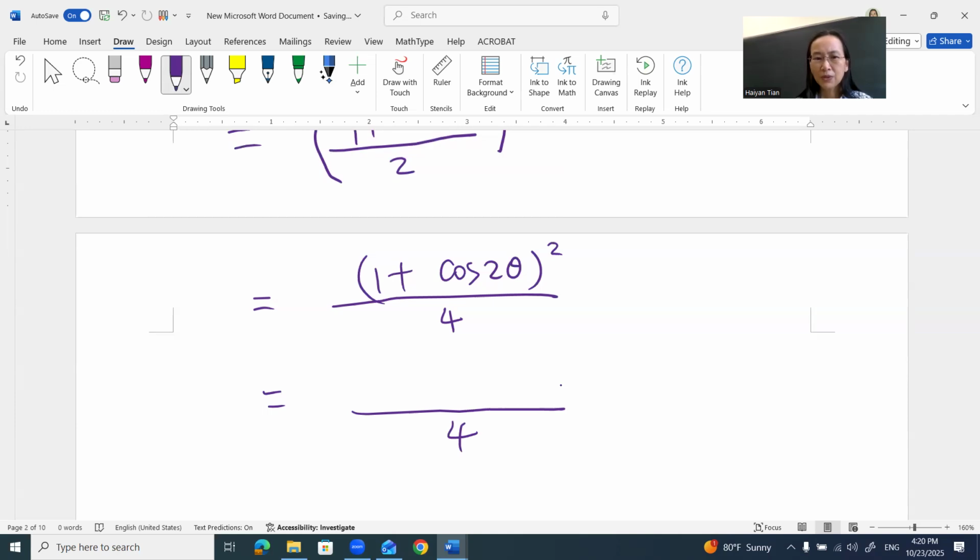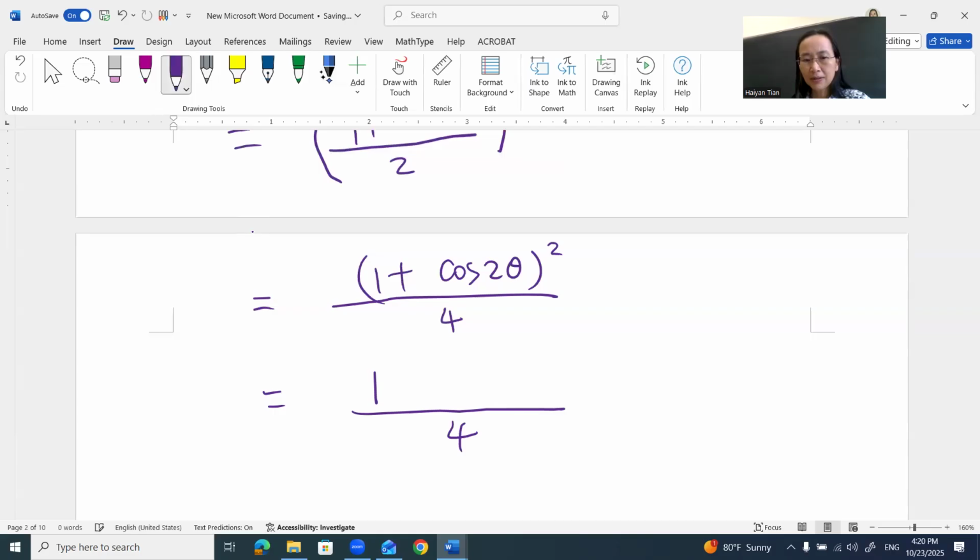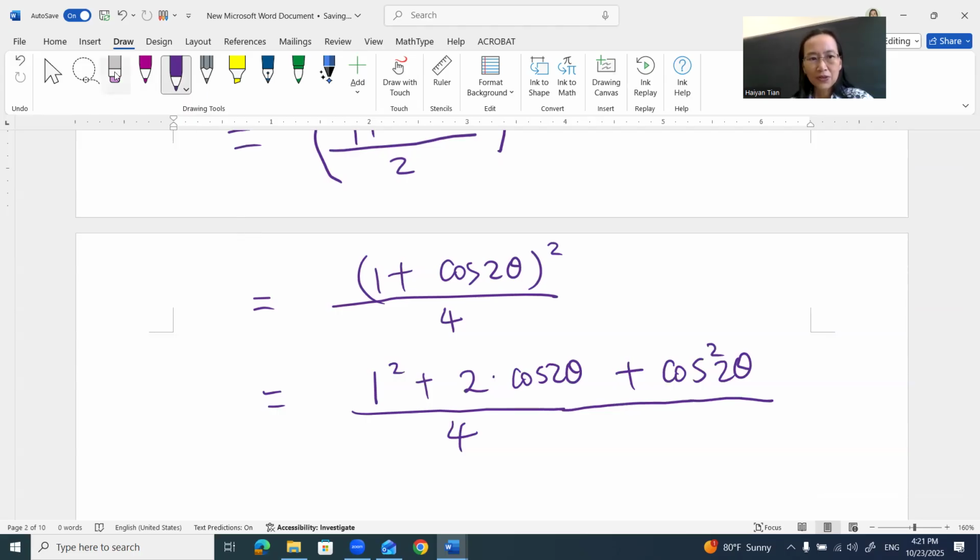And the numerator, you see, again, that perfect square formula. We need to get 1 squared, right, plus twice the product, 2 times 1 times cosine 2 theta, plus the cosine 2 theta squared. That's the perfect square formula. So of course, 1 squared is still 1. So we get this.